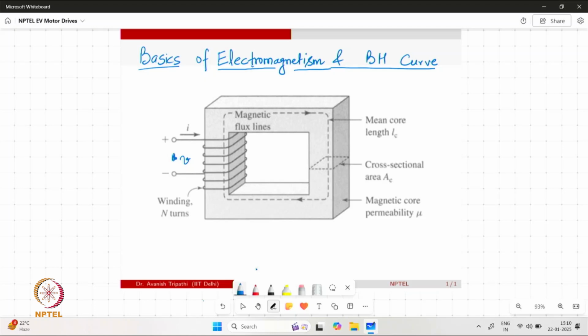So let us start with something which is more critical for the machine. It is the basics of electromagnetism and the BH curve. Essentially, when we go on to understand how the switched reluctance motor, BLDC, PM or induction machine are required to be operated, we need to understand some fundamentals about the electromagnetic theory. This is where we come to some fundamental principles and rules which can suggest the way in which we should approach a particular system. Machine being a complex system, we will start our discussion with a simple electromagnet or a simple magnetic core.